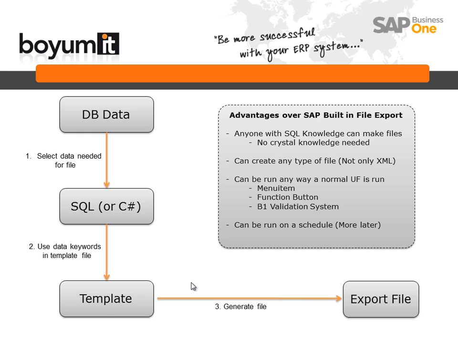First of all, anyone who knows SQL can make these files. With SAP's built-in function, you actually need to know some Crystal, and that's not needed in our case. You can also make any kind of file. It's not only XML. Any kind of file is supported. And the most important part is you can run it just like a normal universal function. So you can run it off a menu item, a function button, a B1 validation system, and later on I will show you that you can also run it on a schedule.